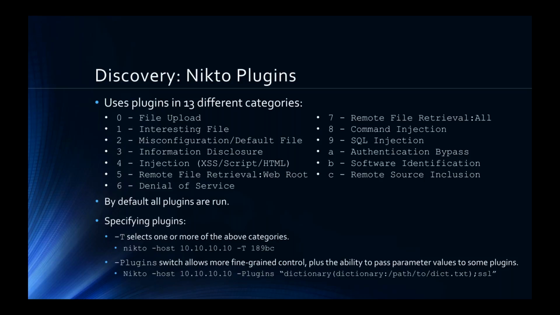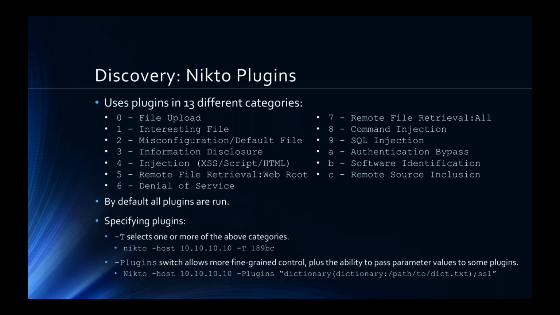So you can use the -T switch with Nikto and then specify any of the plugin categories. The way that you do that is by putting in the number or letter associated with each of those different plugin categories with no spaces, just lining them up. You can see on the screen here how we have, down near the bottom, the -T at the end of the Nikto command. And then we've got 189, B as in Baker, C as in Charlie.